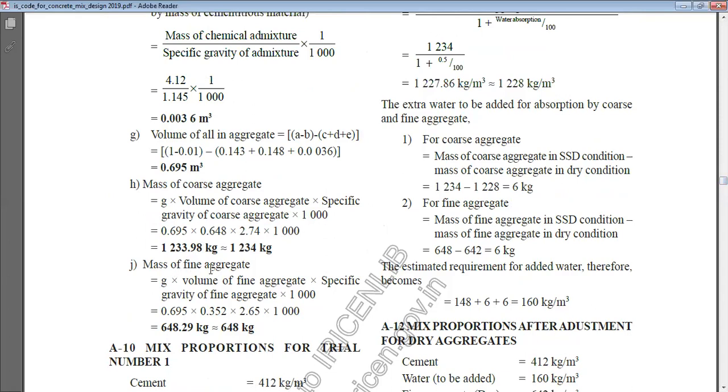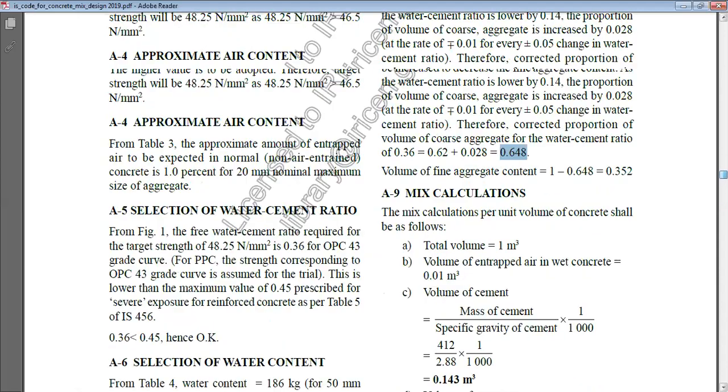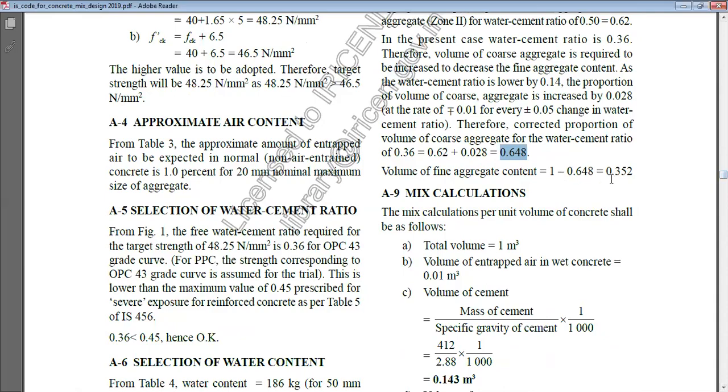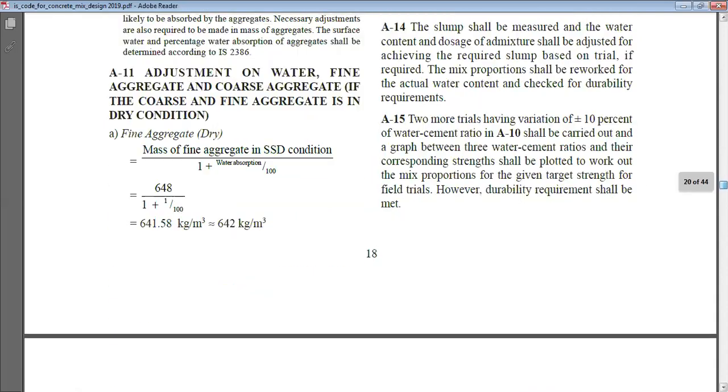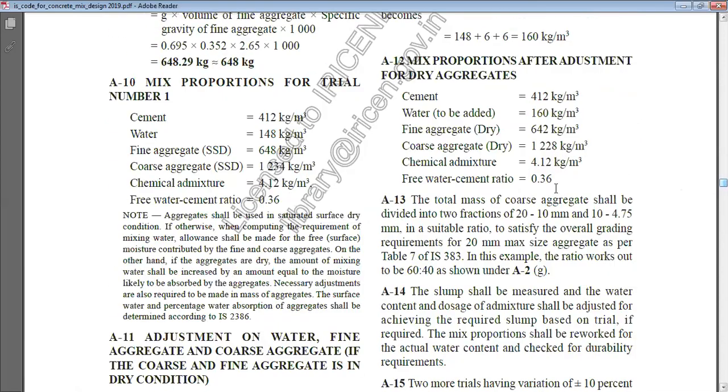The next is mass of the fine aggregate, that is G into volume of the fine aggregate into specific gravity. G is the total volume, that is 0.695, into volume of the fine aggregate, which here is 0.352, into the specific gravity given in this problem, 2.65, into 1000. We got 648 kg of the fine aggregate.